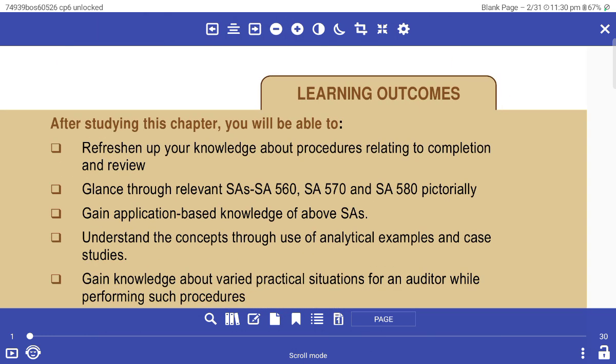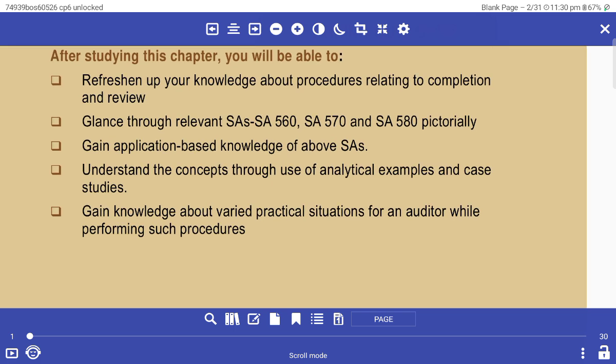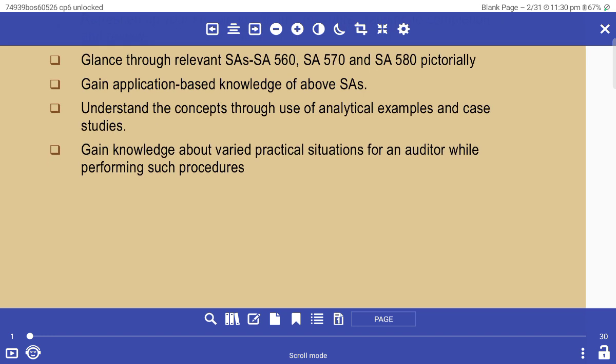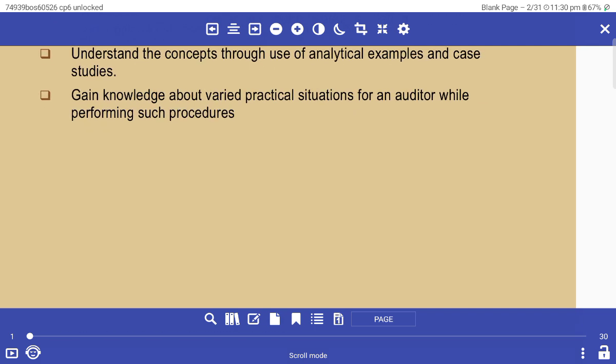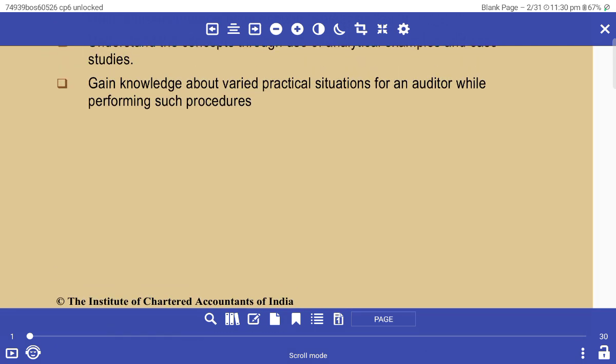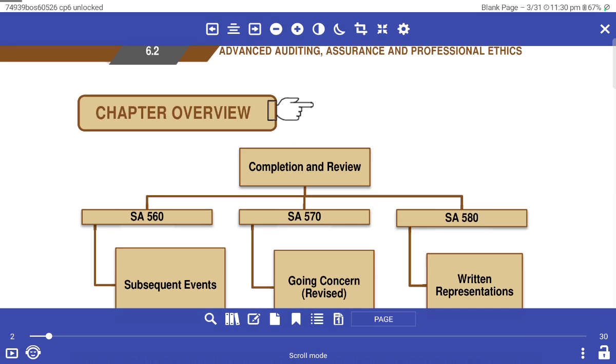Completion review. After studying this chapter, you will be able to gain knowledge about the procedures relating to completion review. Glance at the relevant standards, SA 560, 570, and 580, and gain applicable knowledge about them. Understand the concept of the use of analytical procedures, with examples and case studies. Gain knowledge about the varied practices followed by auditors while performing these procedures.